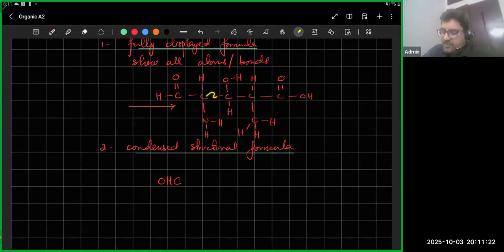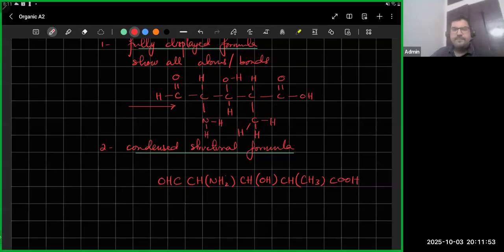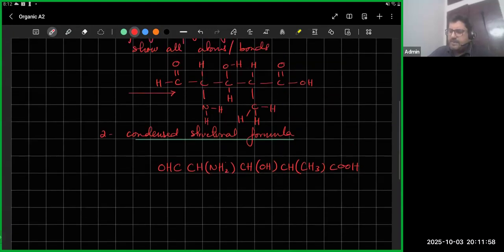Then you have CH, and that CH has a branch which is NH2. Anything appearing as a branch would be written in brackets. Then after that, there's another CH, and it's got OH, which is written in brackets. Then you have another CH, and then you have CH3. And then finally, you have the carboxylic acid. So this is your condensed structural formula.